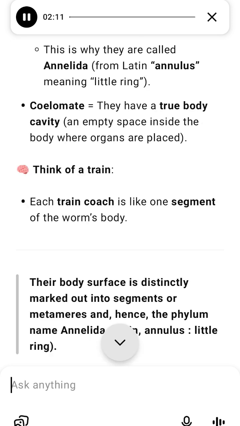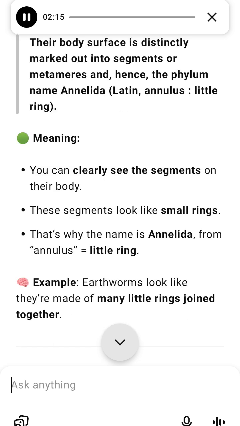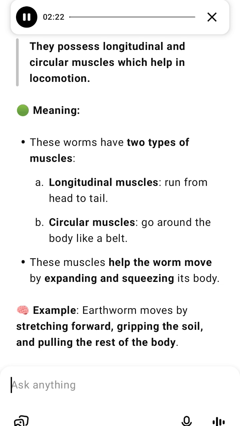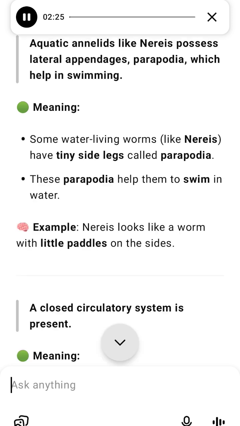7. Movement. They move using 2 types of muscles. Longitudinal muscles run head to tail. Circular muscles wrap around the body like a belt. These muscles contract and relax, helping them crawl or move through soil or water.